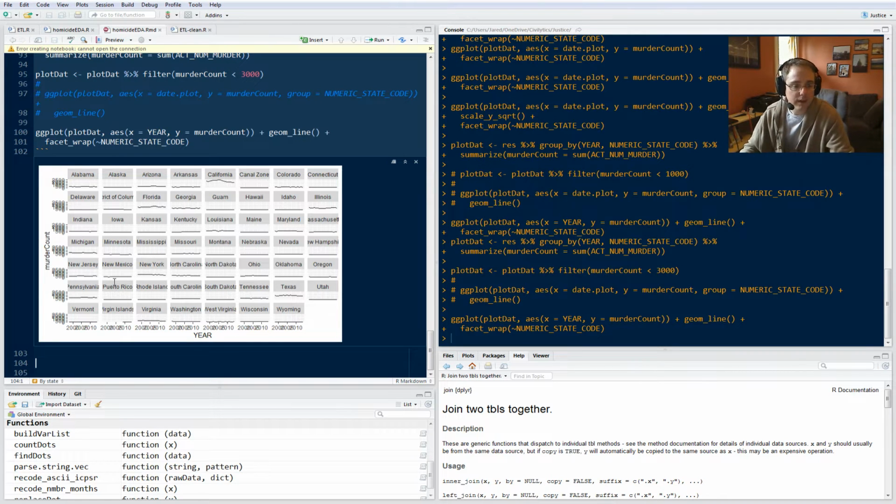And of course, something that I can consider or should consider is cleaning up the state names so that I can also have abbreviations or numbers for the states. But that's a thing to do later.